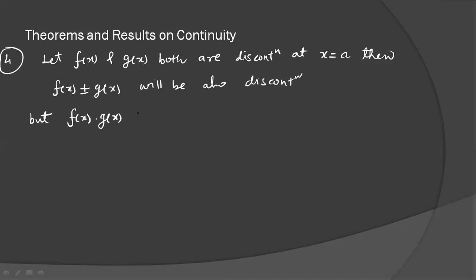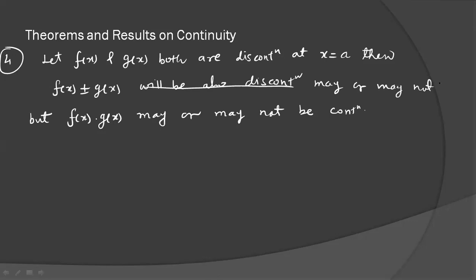But fx into gx may or may not be continuous. Okay, I am going to do correction here. It will also be discontinuous. Here also it may or may not be continuous. May or may not be continuous means in the case of both discontinuous functions, we cannot make any comment for the output of these two functions. This output can be addition, subtraction, multiplication or division.